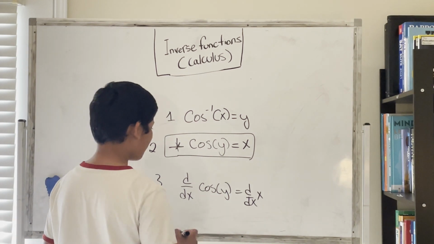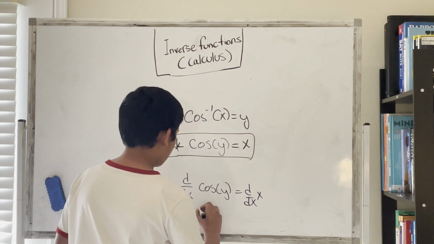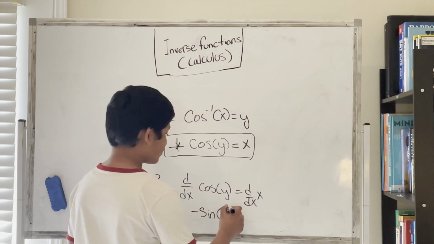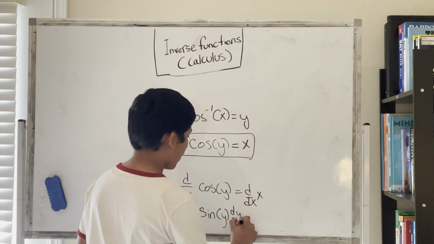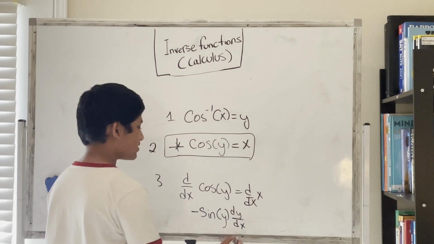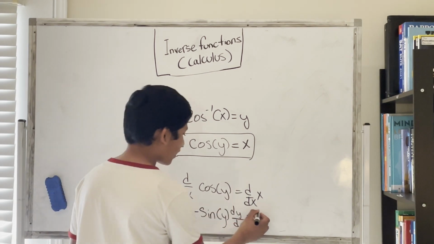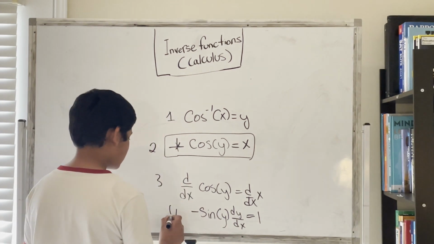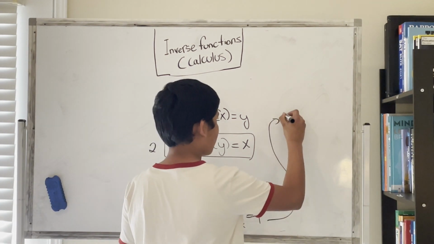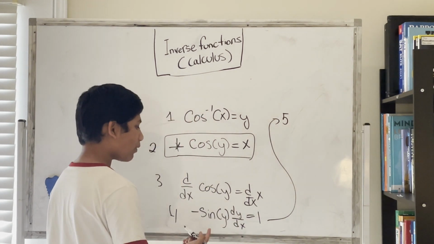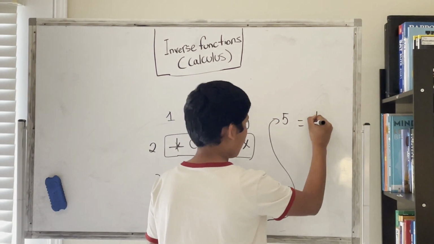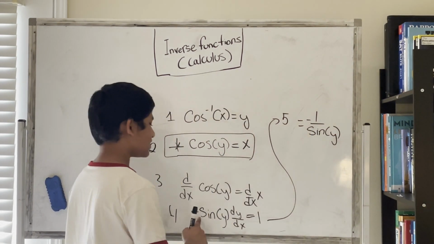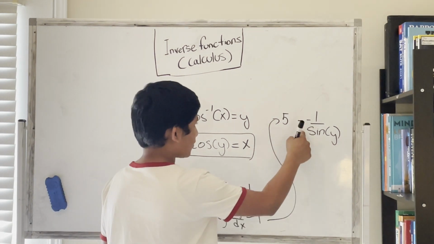So over here, the derivative of cosine of y is going to be minus sine of y. And since this is a different variable, using implicit differentiation, we have to multiply by dy/dx. And then this is going to be equal to 1, since the derivative of x is 1. Now, we're going to be doing some arithmetic, so this is step 4. If we go to step 5, we have to do some arithmetic, and we know that we can divide. So we'll get minus 1 over sine of y. Where did the minus come from? Since it's minus sine of y, I just took the minus over here and put it on the top.